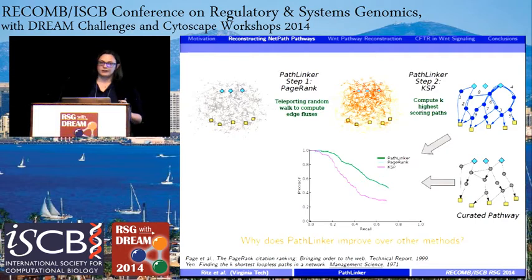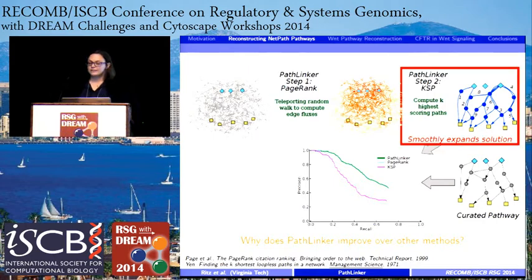So the burning question is, why does PathLinker improve over other methods? And perhaps more importantly, why does it improve over its two individual components? There are two general reasons why. The first is that this k parameter is actually very useful. We can increase k to smoothly expand the solution, and expand it in an interpretable way. We're just adding one more path. Further, while we are making this network larger and larger, we're still constraining that the paths must start at receptors and end at transcriptional regulators. So we're somehow keeping these paths close to the signaling pathway.